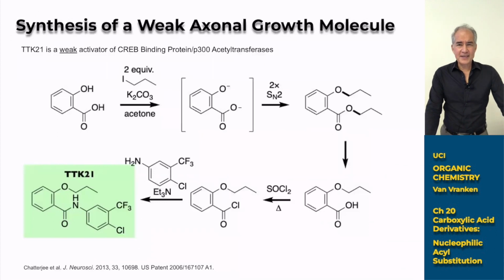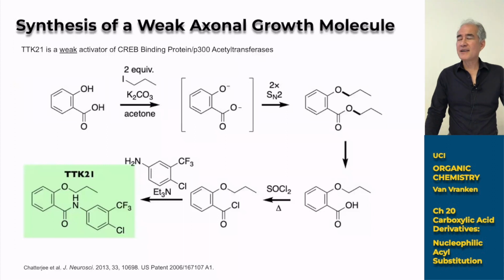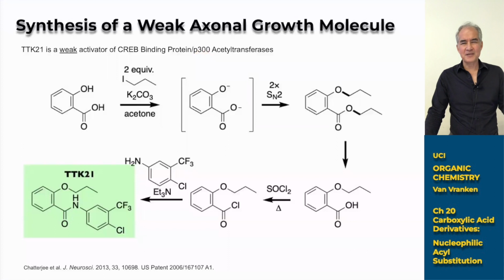What really caught my attention was the fact that TTK21 looks very much like the kind of molecule that you should know how to synthesize from taking a class like this. It says that TTK21 is a weak activator of cyclic AMP response element binding protein and related to P300 acetyltransferases. That to me sounds like a histone. That means epigenetics, the way DNA coils around these histone proteins and then is unraveled for gene expression.